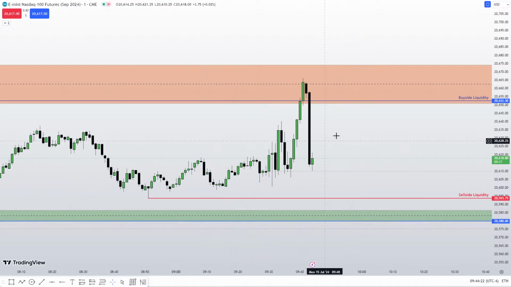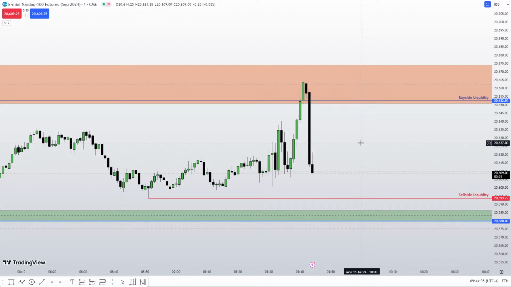Is this a good tradable price action right here? No, definitely no. Why? Because we have news pending. That's the main reason. If you are trading NASDAQ, then you have to focus on the economic calendar a lot. I was not doing it in the beginning, but yeah.